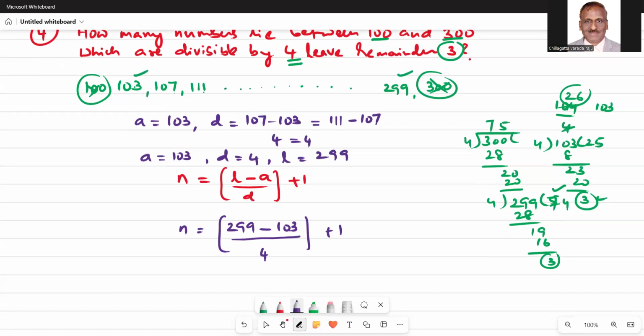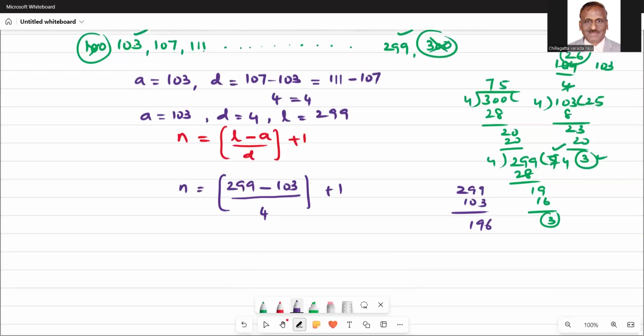What is the difference between 299 and 103? 9 minus 3 is 6, 9 minus 0 is 9, 2 minus 1 is 1, which is equal to 196. So N is 196 divided by 4, plus 1. I think 196 is divisible by 4. How many times will it divide? 4 4s are 16, 4 9s are 36. So that gives you 49 plus 1. 49 plus 1 gives you 50. So N is equal to 50.